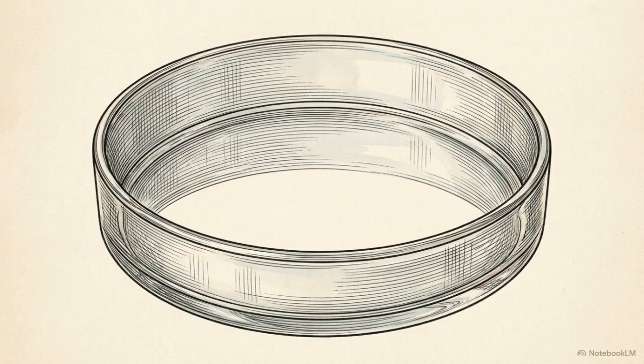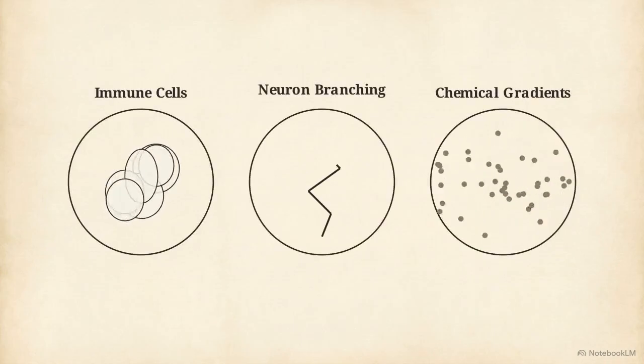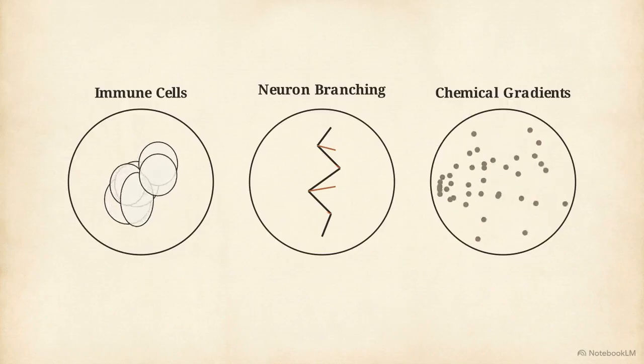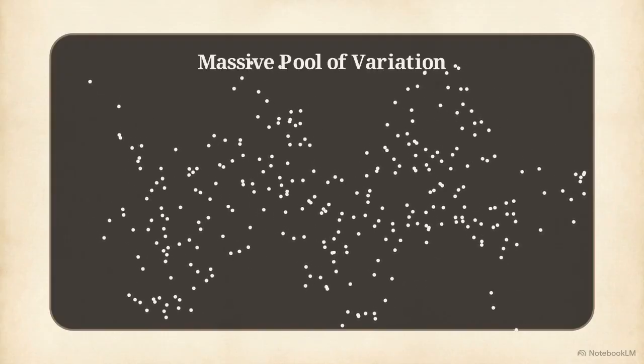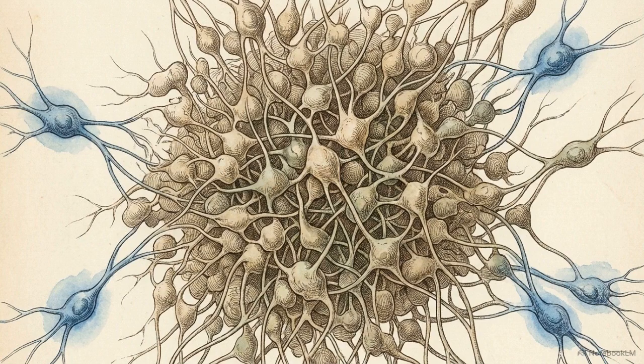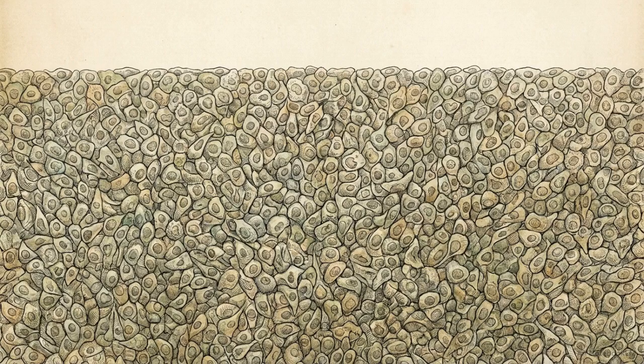Biological development relies on this exact statistical property. Variations in immune cells, the random branching of a neuron, the biased walks of chemical gradients, these all function as massive pools of noisy microevents. In a complex network, micro-level noise is not a flaw that needs to be suppressed. The system actually requires that localized variation to produce statistical robustness at the top.